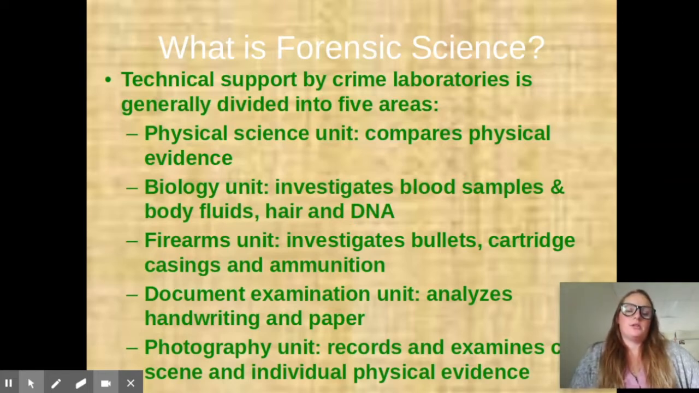The firearms unit does all of your bullets, your cartridges, your casings, your ballistics. The documentation unit does handwriting analysis, paper analysis. Probably not fingerprinting. Fingerprinting would be physical. And then the last one is the photography unit, which records and examines crime scenes and individual physical evidence.